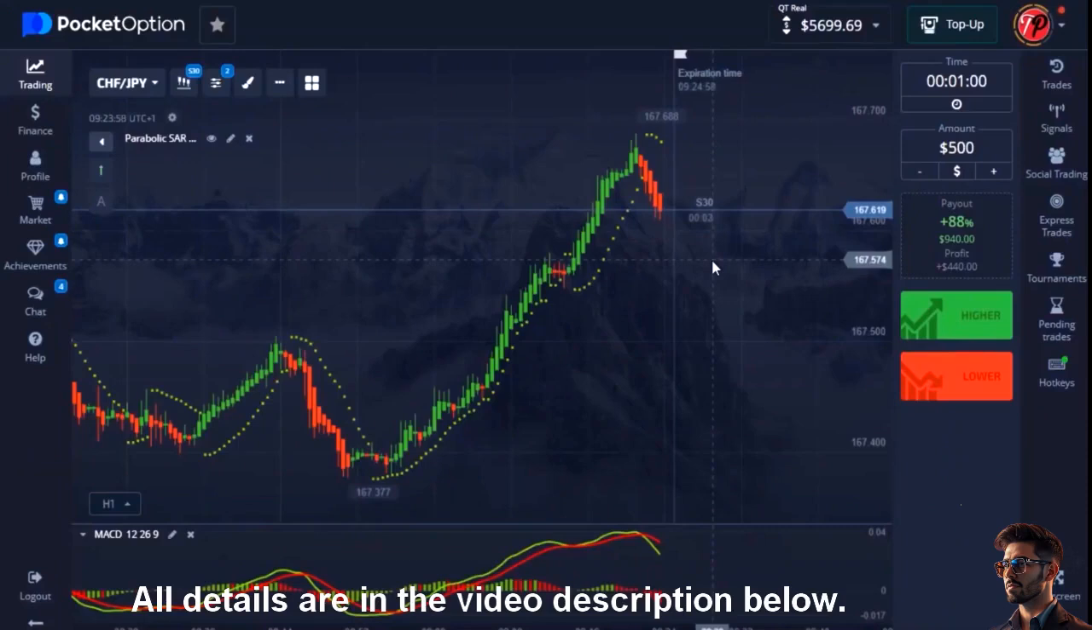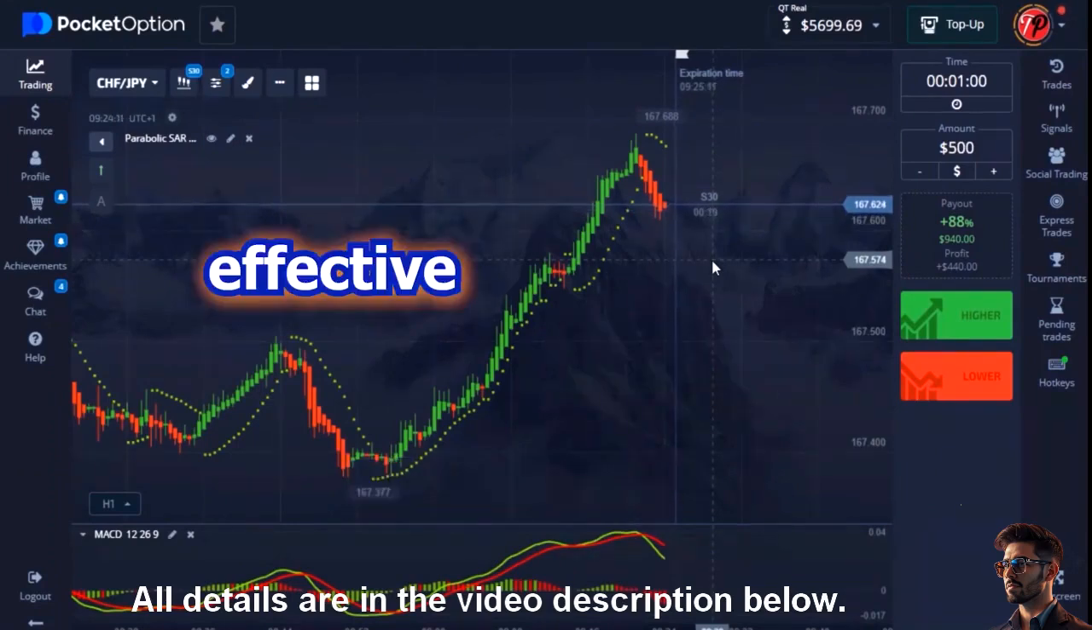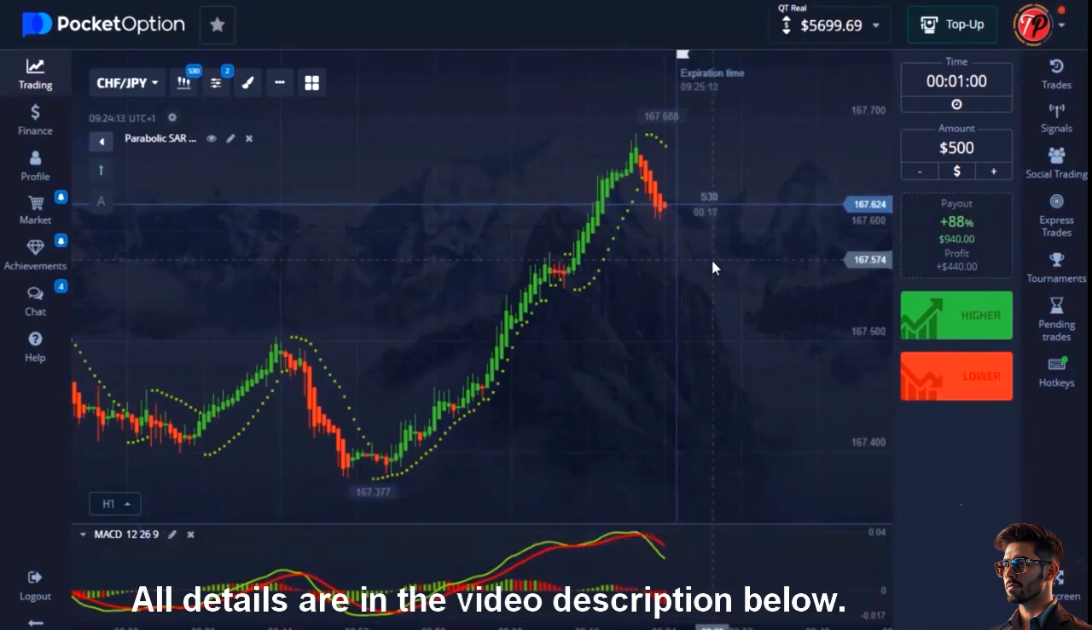I'll be trading with Pocket Option. And on today's video, I'm going to show you a very simple, very powerful strategy that I've been using for a while now. But right now, it is very effective on the current market. So I want to make a video on it and show you how the strategy works.